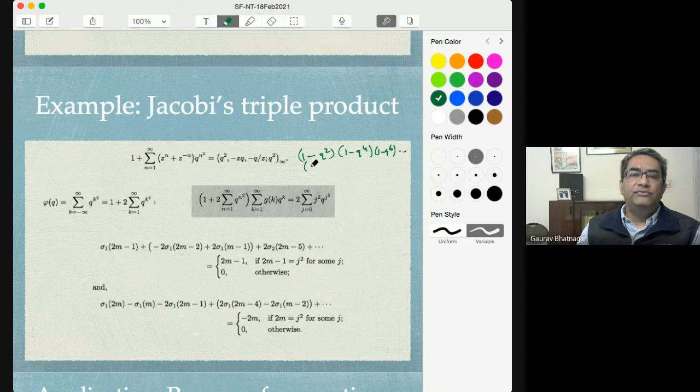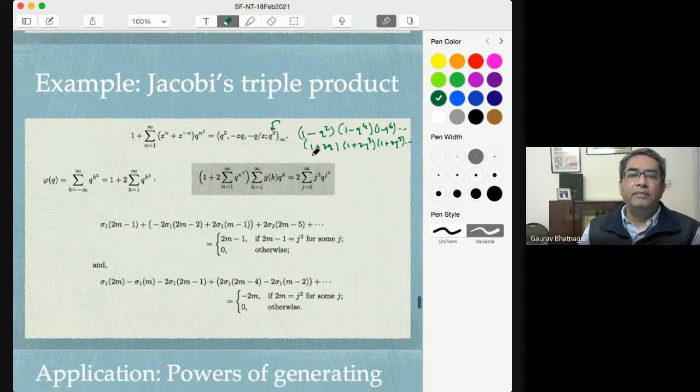Then this guy is 1 plus zq, 1 plus zq cubed, 1 plus zq to the 5, and so on. So the base is q square, and there are 3 of them. And the third one is 1 plus q over z, 1 plus q cubed over z, and so on. So this triple product is equal to this sum. This is known as Jacobi's triple product identity.